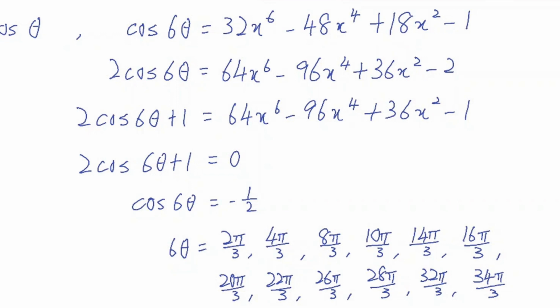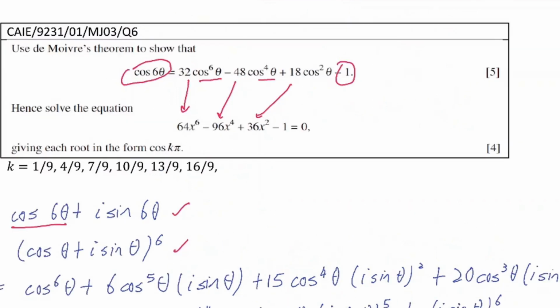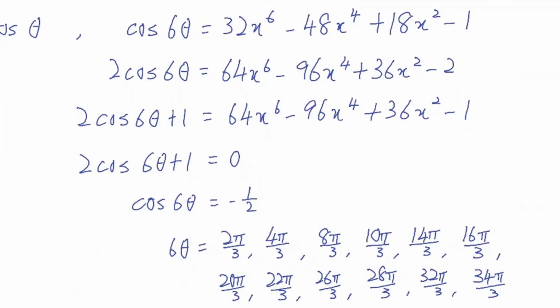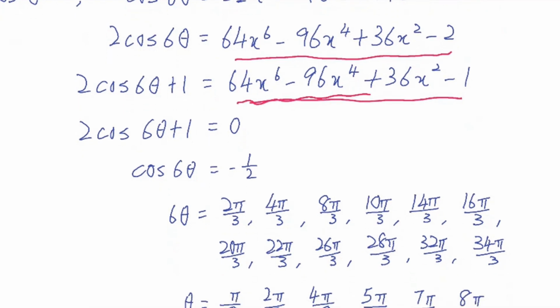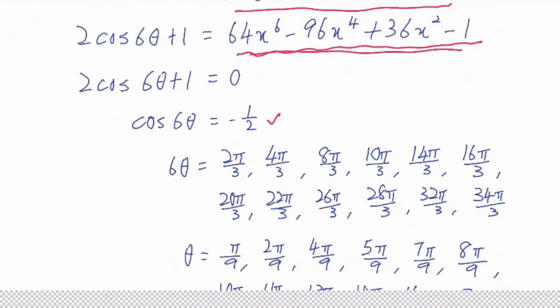From what we do, we let cos theta be x. You can see this is what we did in the first line here. And we are just trying to make the right-hand side into the equation. From there, we're able to identify it already. So we are getting the equation there when we let cos 6 theta be equal to negative half. From there, we need to solve it.